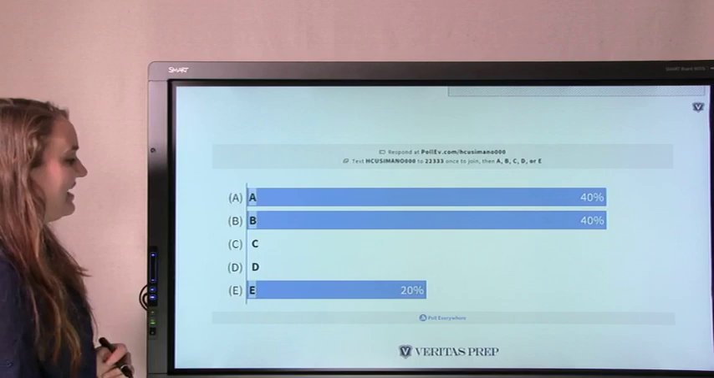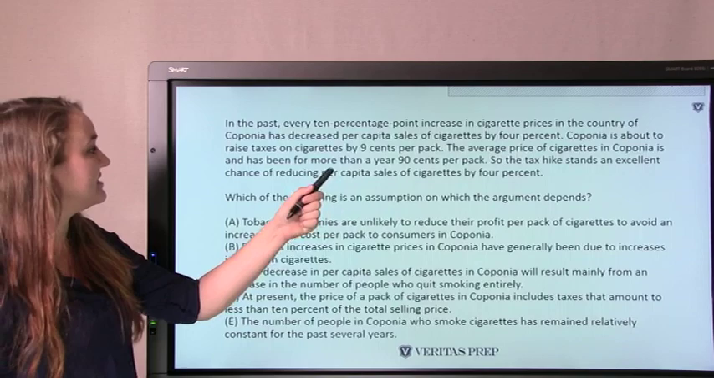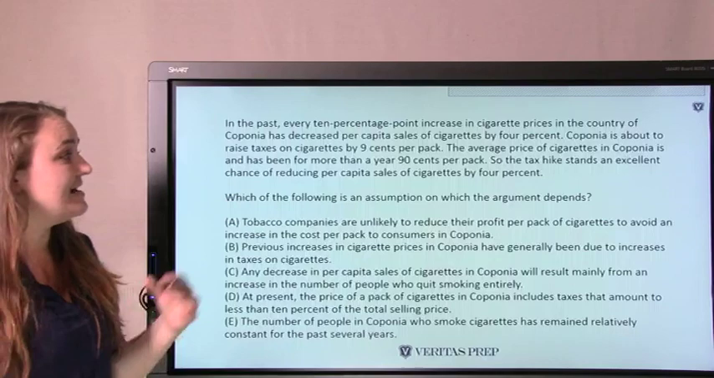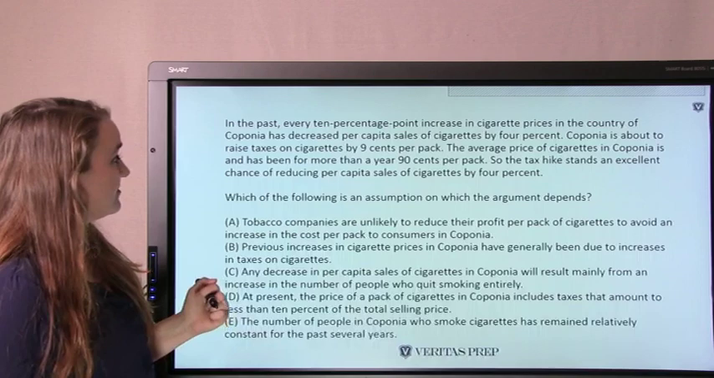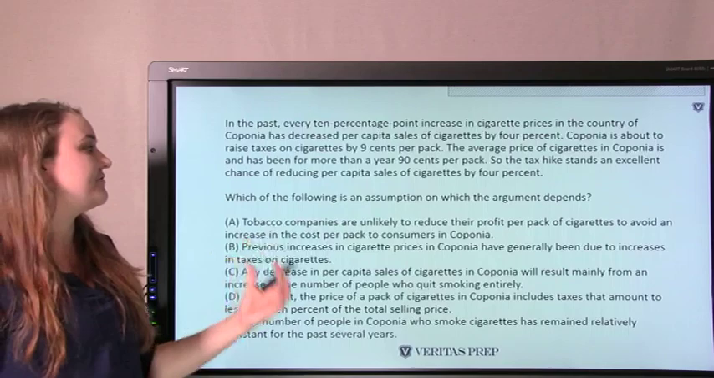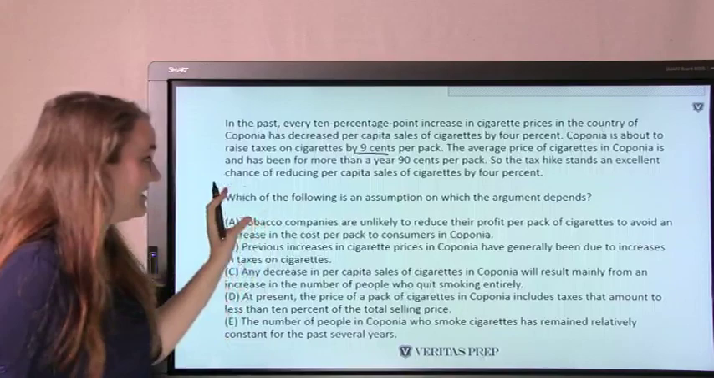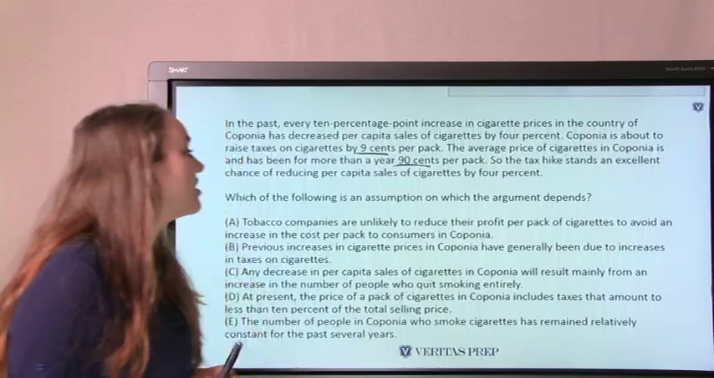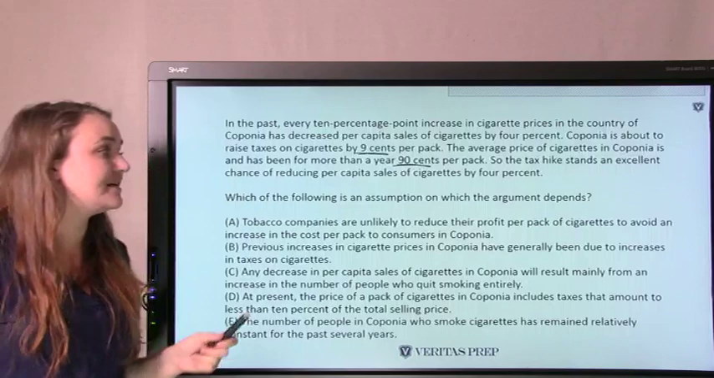So in the past, every 10 percentage point increase in cigarette prices has decreased per capita sales of cigarettes by 4%. And now this country is about to raise taxes on cigarettes by 9 cents per pack, right? And the average price of cigarettes is, and has been for more than a year, 90 cents per pack. So we know that this 9 cents increase in taxes corresponds to 10% of the overall cost per pack. So the tax hike stands an excellent chance of reducing per capita sales of cigarettes by 4%.